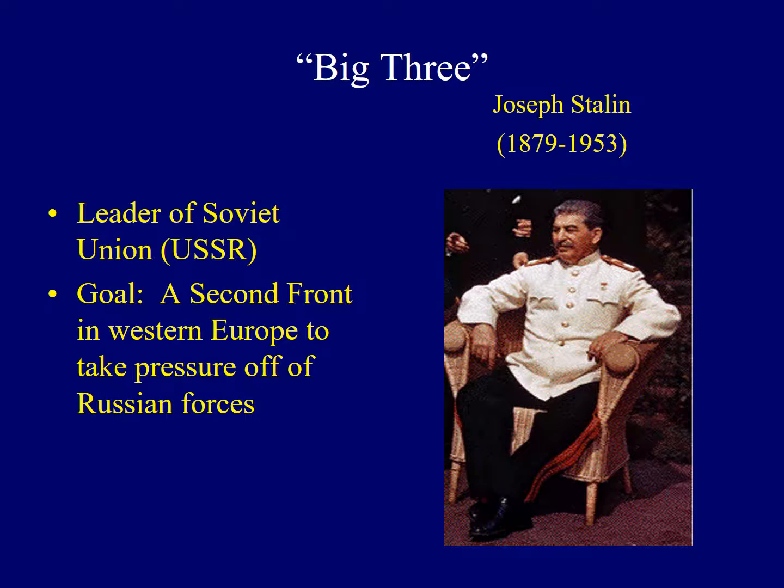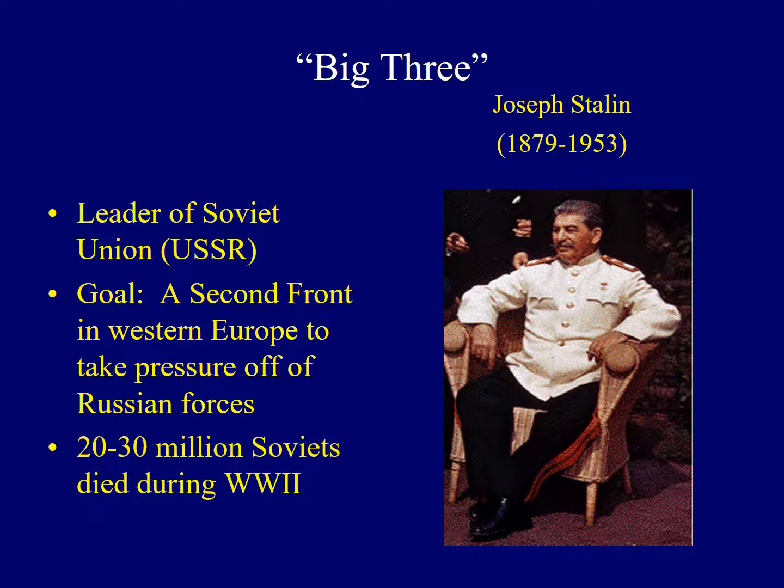Roosevelt promised a second front sometime in 1942, maybe even 43. Unfortunately, it did not come until 1944. In the meantime, between 20 and 30 million Soviets died. Stalin would not forget this.